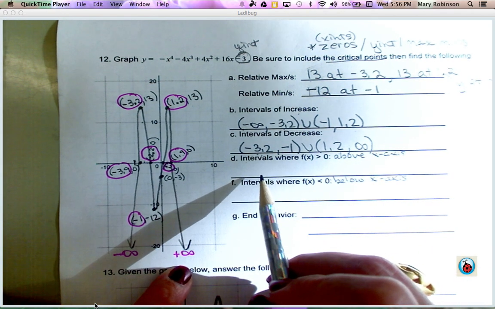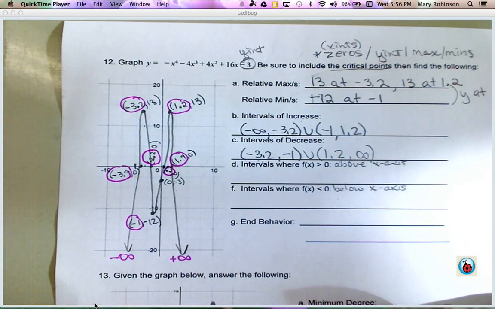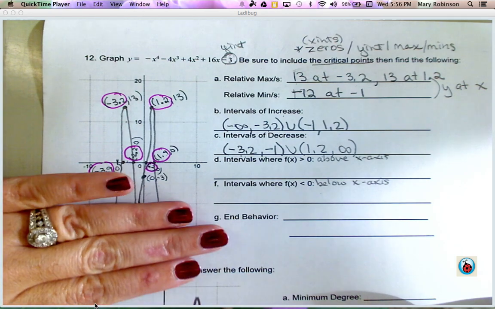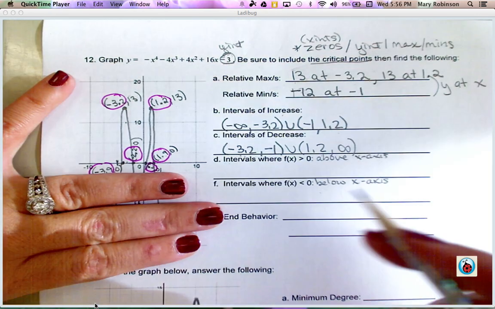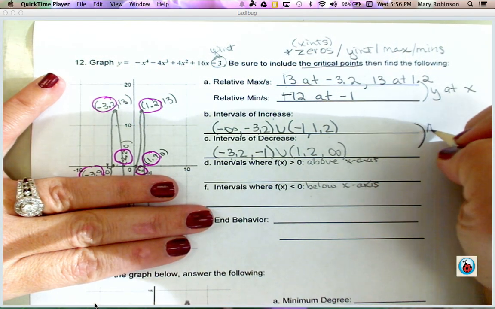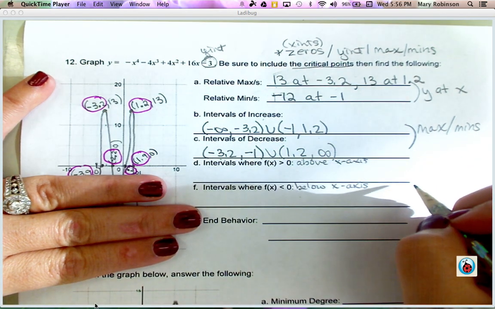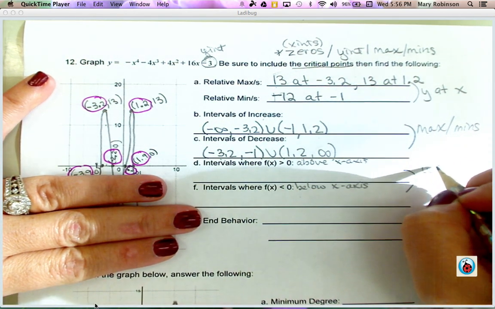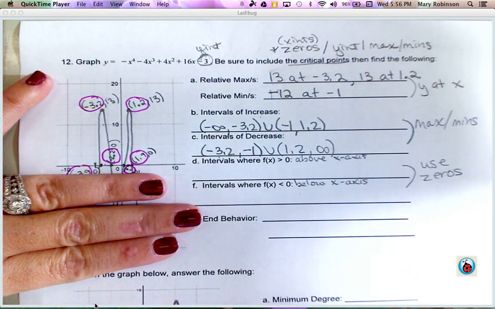Next, we need to do our intervals where f of x is above the x-axis, meaning our function is above the x-axis. So I'm going to ignore the bottom and just look at where it's above. At this point, we use 0. So let me make a little note here, that for these here, you're going to use your max and mins. And for intervals where it is above and below, you're going to use the zeros. Okay? Use your zeros for that.